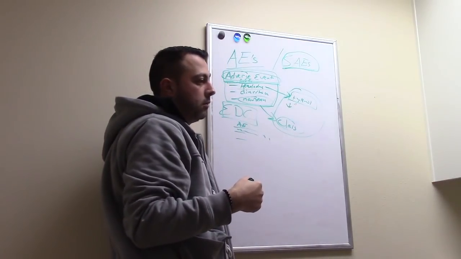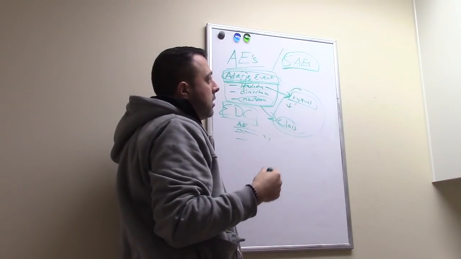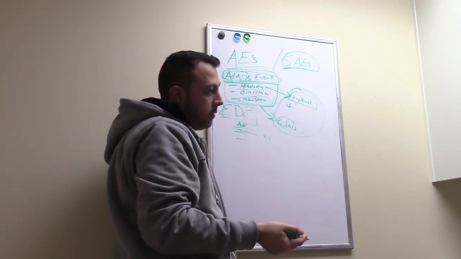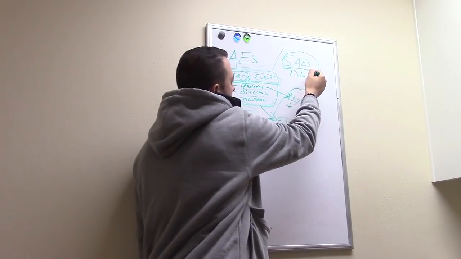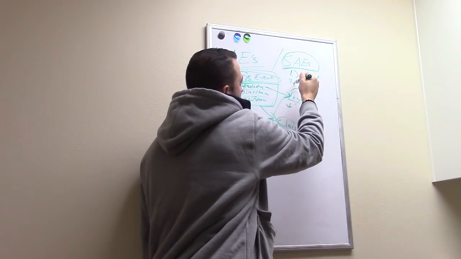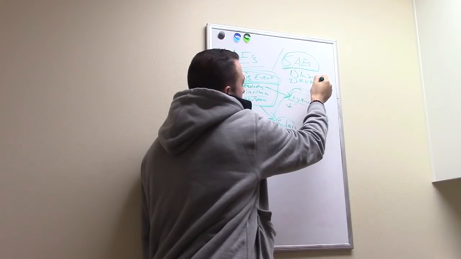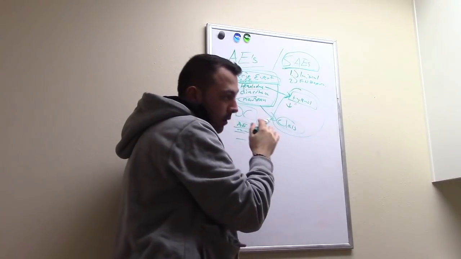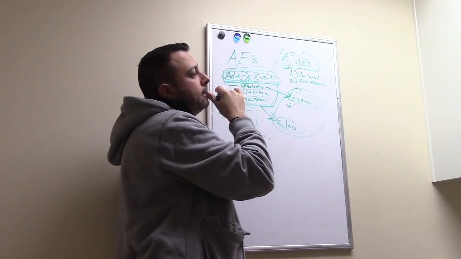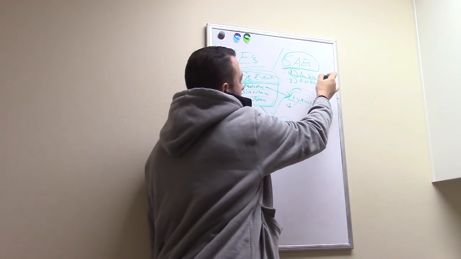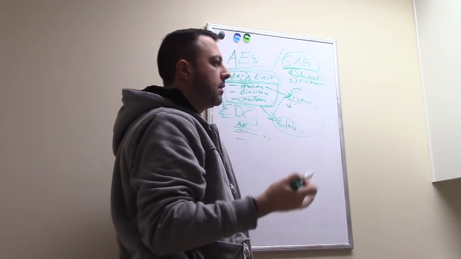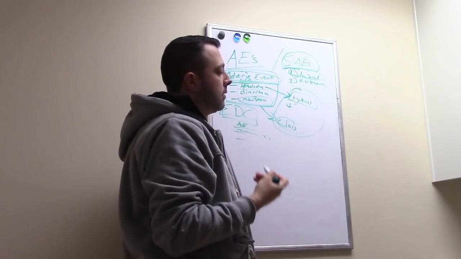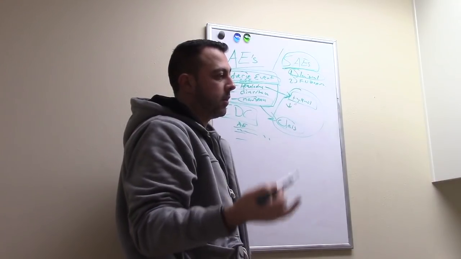Now, SAE, totally different. There's an initial report that the site has to submit to the sponsor and to the IRB. And then there's the follow-up report that they need to send to the sponsor and to the IRB. It usually involves hospital records. So for the initial, you may not have the hospital records yet, but you know what happened. The site, within 24 hours of being notified or being aware of the SAE, needs to send the initial SAE report to the sponsor and the IRB.